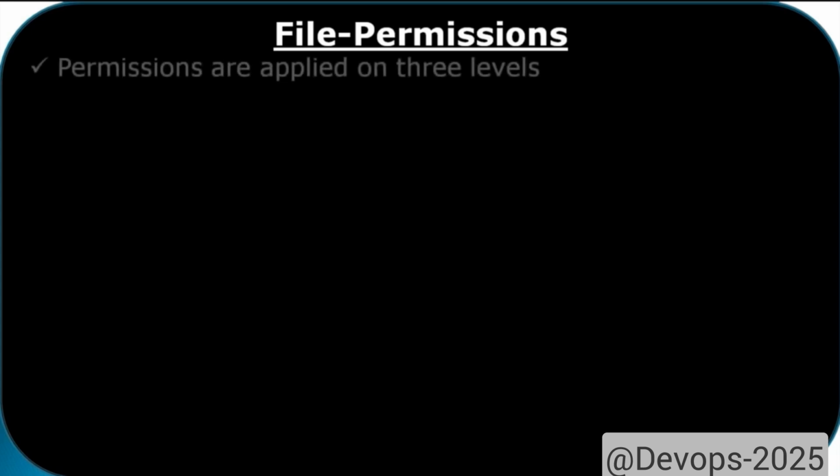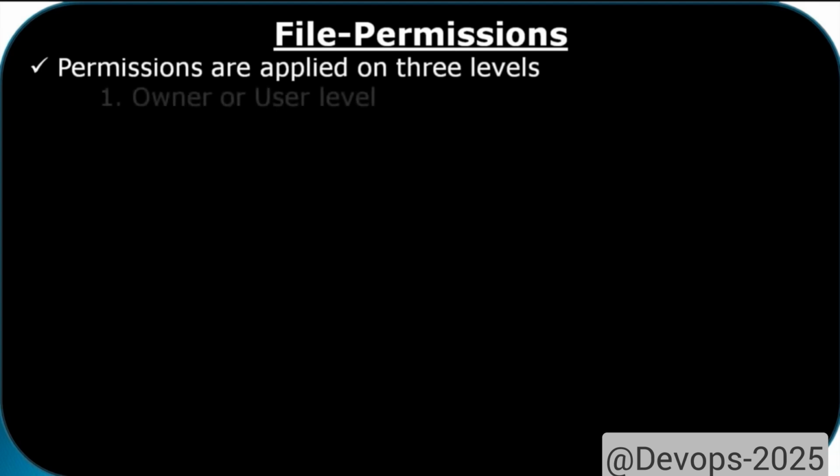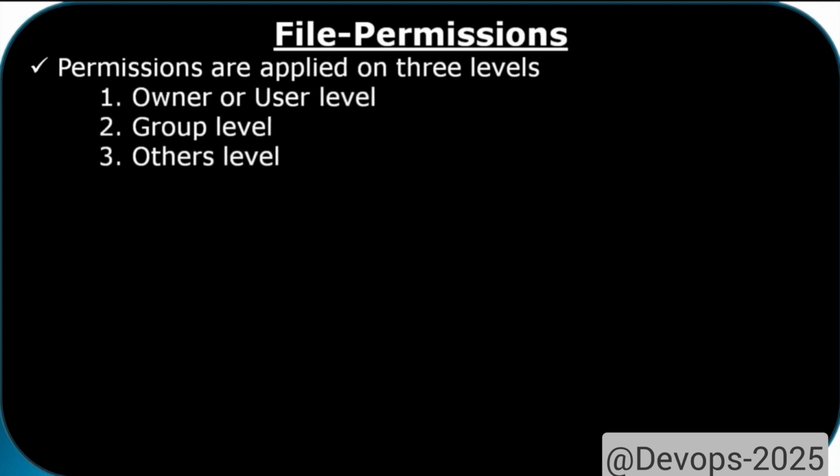File permissions are an essential part of managing and maintaining a Linux system because they control access to files and directories and ensure the security of the system, and also make sure that the data stored in the files and directories is secure. As a system administrator, developer, or regular user, you should know and understand how file permissions work. There are three levels we apply: one is owner or user level, second is the group level, and third is the others level.